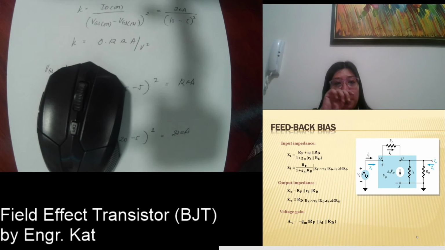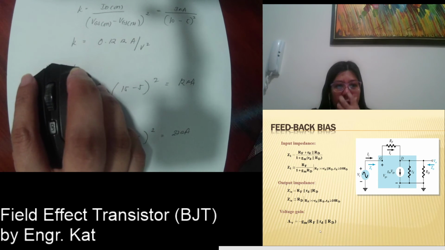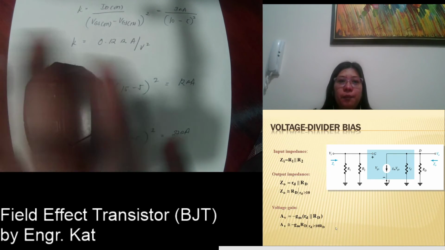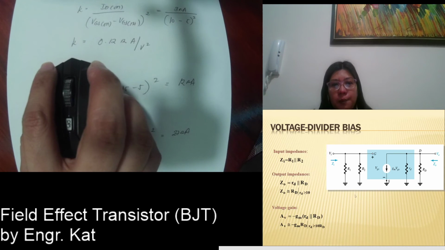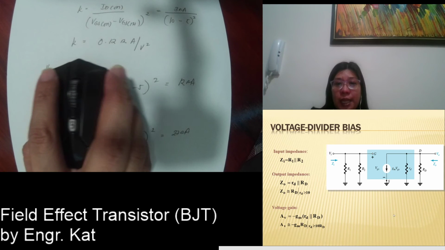Okay? So these are your input impedance, output impedance, and voltage gain for feedback bias, and these are your input impedance for voltage divider bias. All of them are in the form of a common source, just like common emitter for BJT. Therefore, almost all of them have a negative voltage gain, or the output voltage is out of phase with the input voltage. Okay, so that's it.